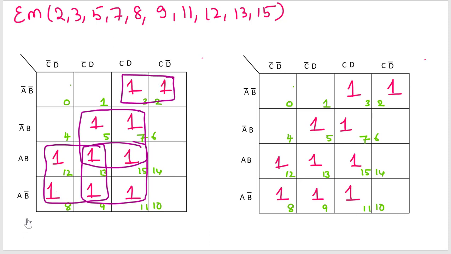Now you're going to write the expression for this. If you take the expression for this first quad, you're going to have A times C bar. For the second quad, you're going to have A times D. For this quad, you're going to have B times D, and for this pair you're going to have A bar, B bar times C.